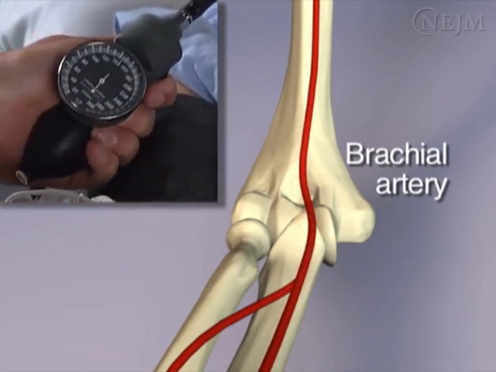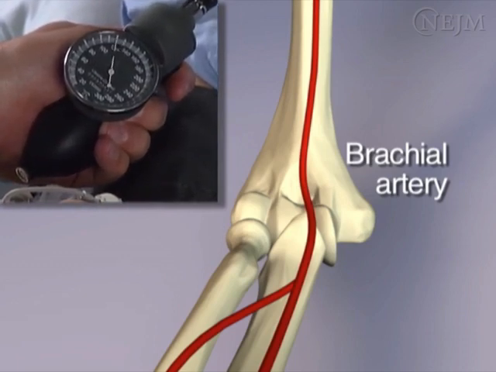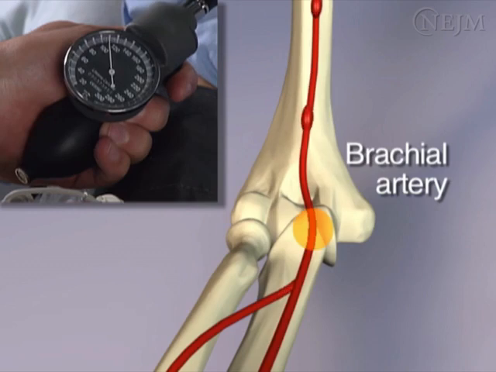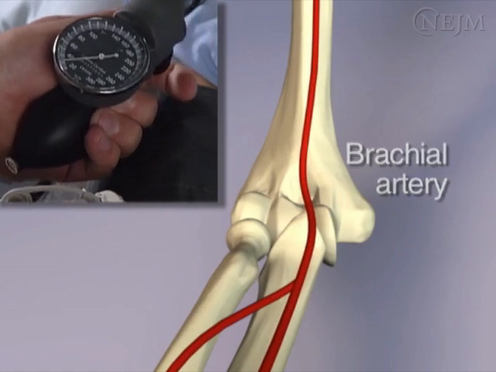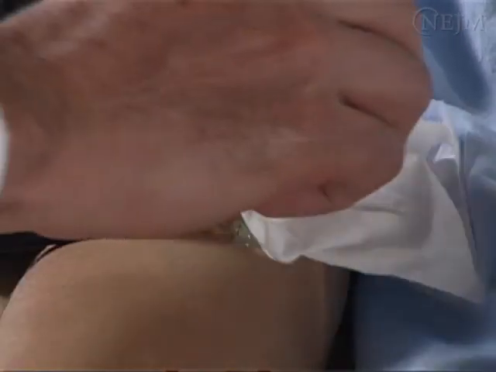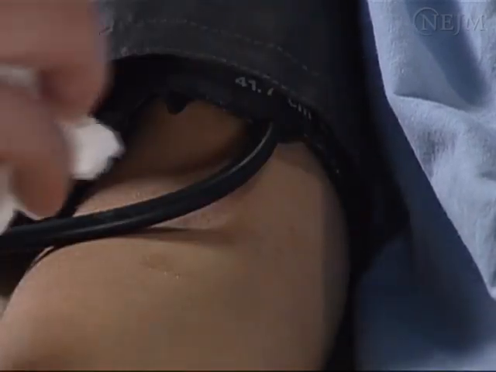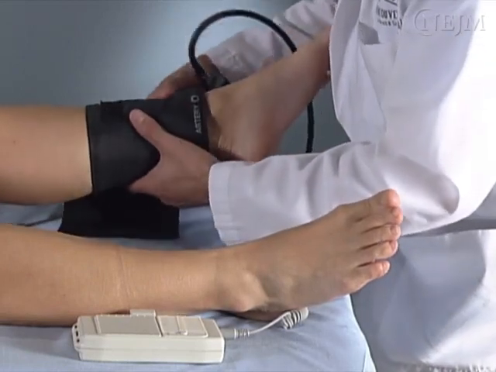Following this, deflate the blood pressure cuff slowly at 2 to 4 millimeters of mercury per second in order to note the systolic value. You can then wipe the gel from the patient's skin and repeat the procedure on the other arm. Following measurement of the systolic blood pressure in the upper extremities, measure the systolic blood pressure in the lower extremities.